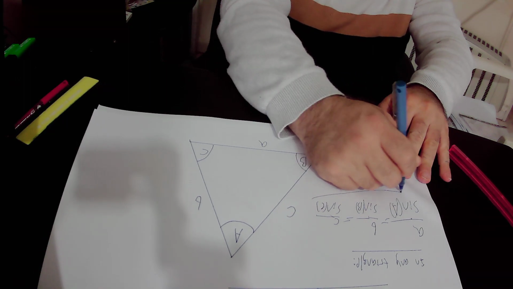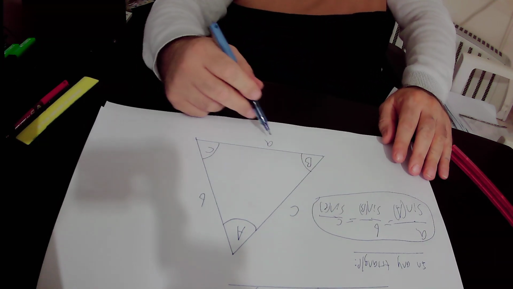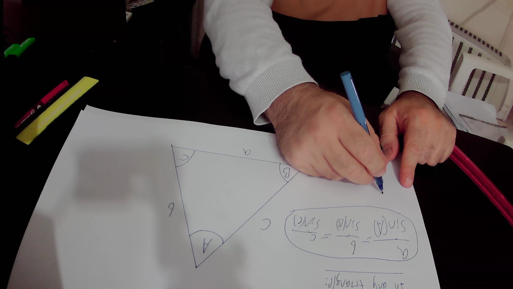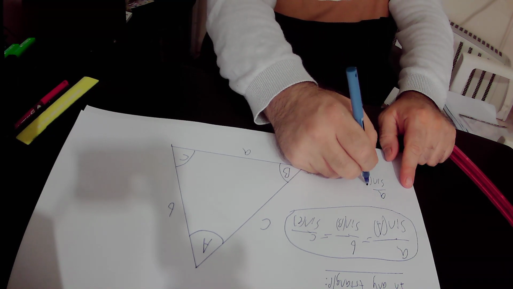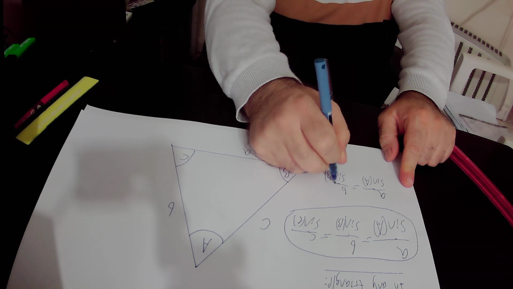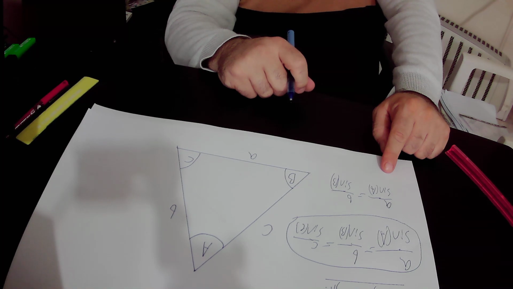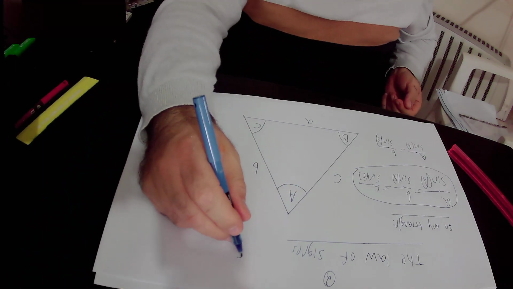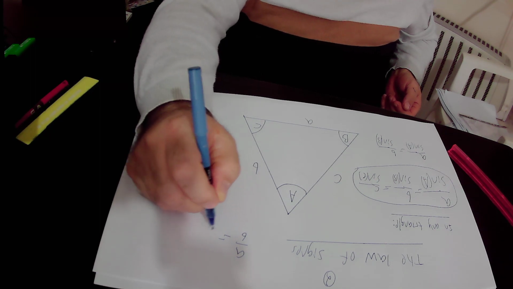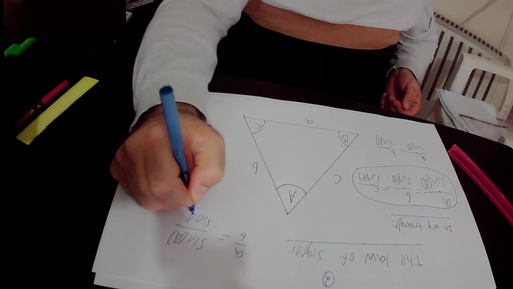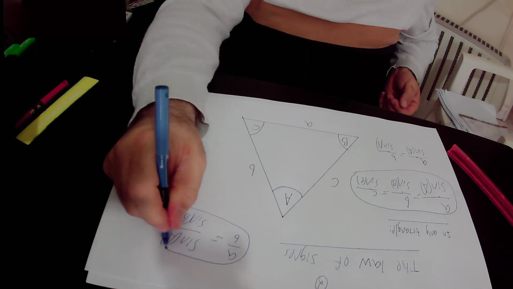I'll repeat again. A over sine A equals B over sine B equals C over sine C. From this formula we can derive that A over sine A equals B over sine B. Here we will multiply this equation by sine A, and then we will divide it by B, and we will get that A over B is equal to sine A over sine B. So we got that A over B equals sine A over sine B.